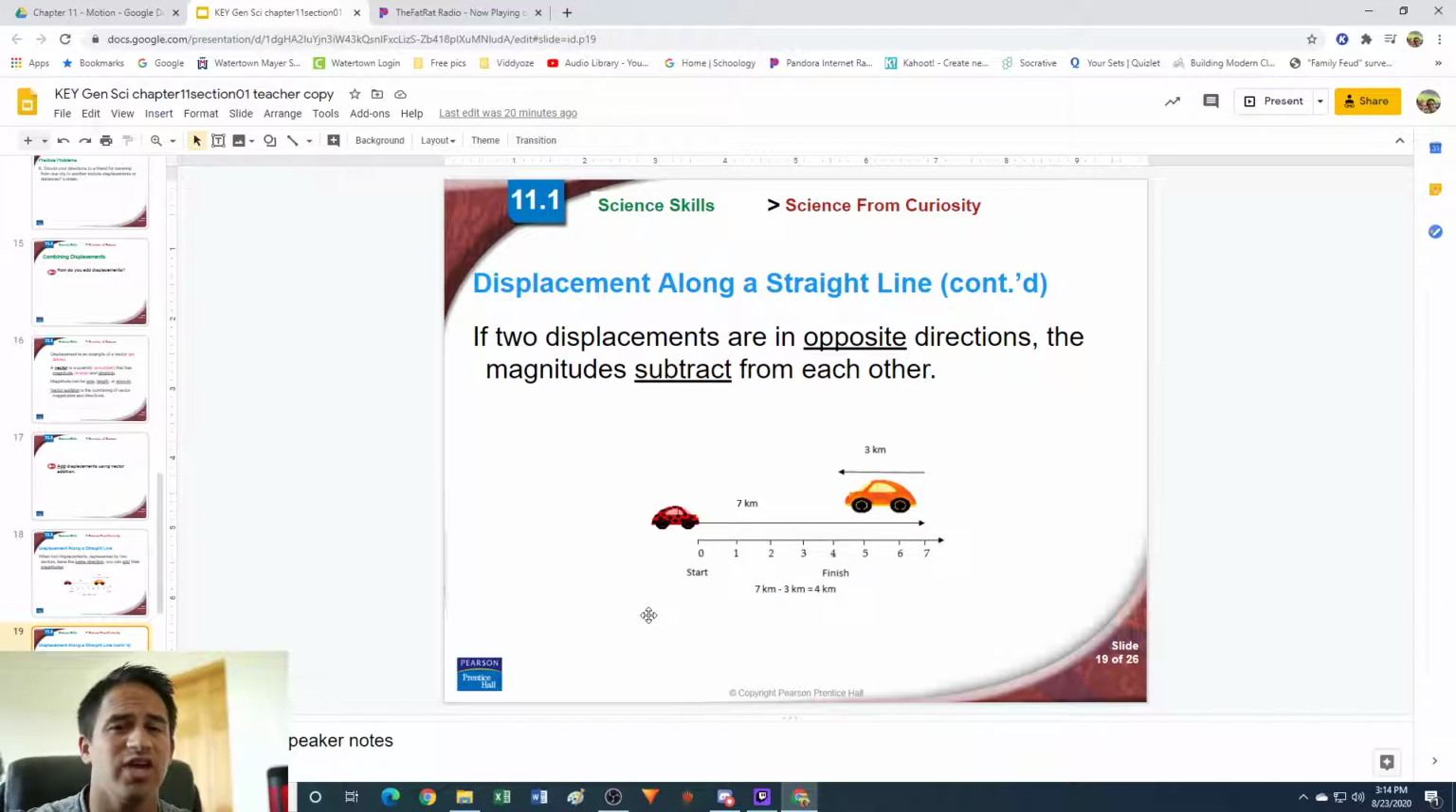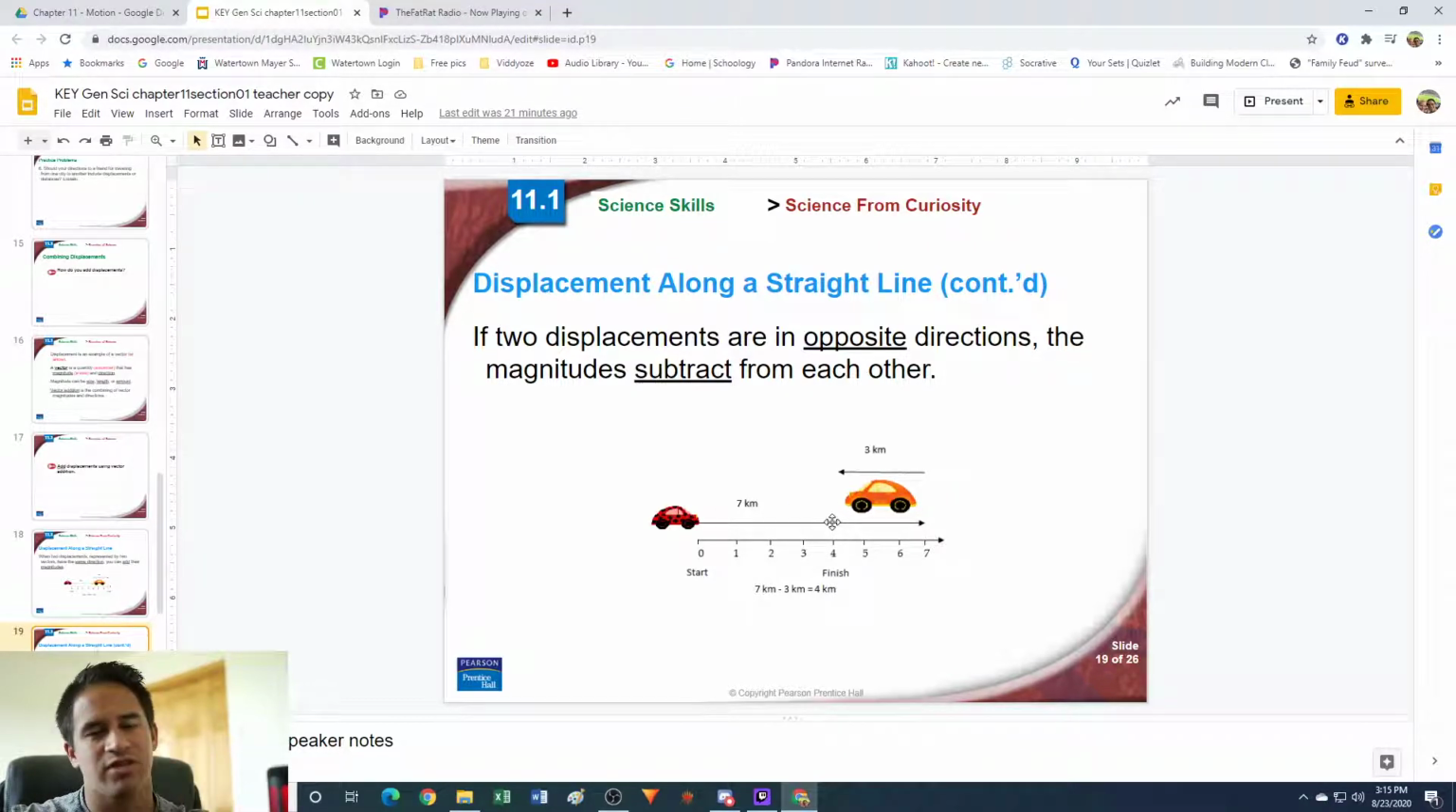Likewise, if we have vectors that are in opposite directions, rather than adding them together, we would subtract them from each other. So again, let's say we have the red car going 7 kilometers right, and we have the orange car going 3 kilometers left. We might ask, what's the resultant displacement, or what's the total displacement of both of these cars? We would subtract them from each other, and we'd end up with 4 kilometers going to the right. The reason it's going to the right is because the 7 kilometer vector was larger. Therefore, when we subtract the two, that's the one that's left over.